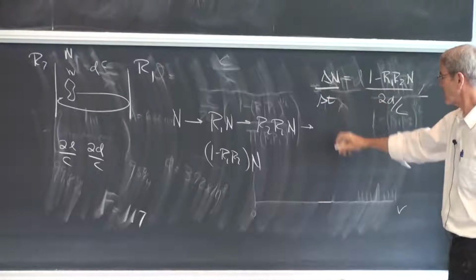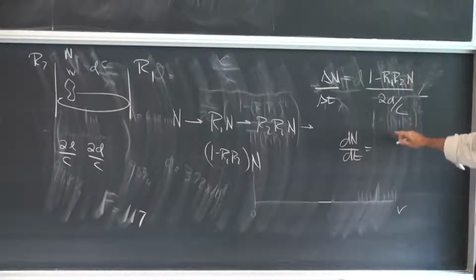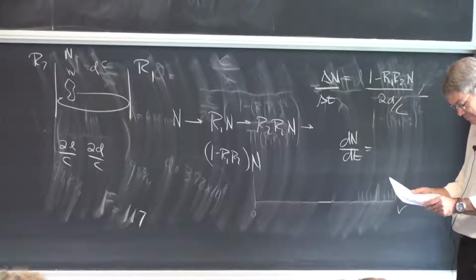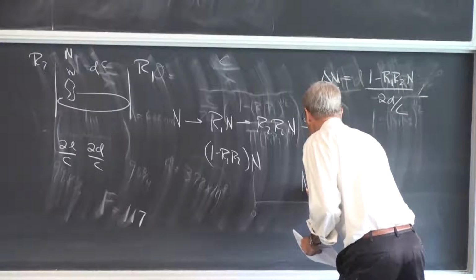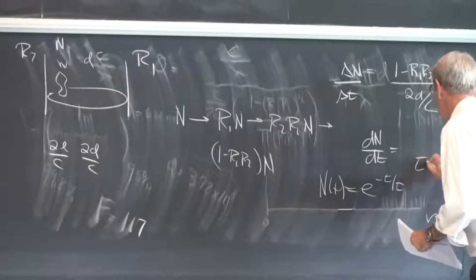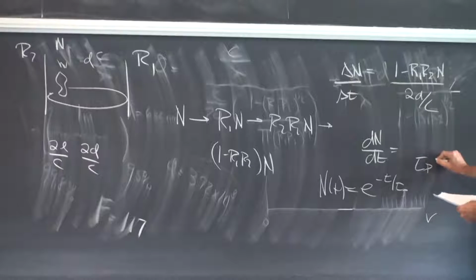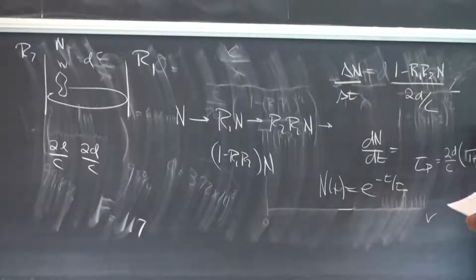So I've got a differential equation. dN/dt equals all this times N, and I can solve it. So what you get for that is a photon lifetime. You're going to find that N of t goes as e to the minus t over tau, and tau photon, I love photon lifetime, it sounds so sexy, it's really just the leakage rate, and you can do this yourself: 2d over c, times 1 over 1 minus R1 R2. If you can read that, I'll be impressed.